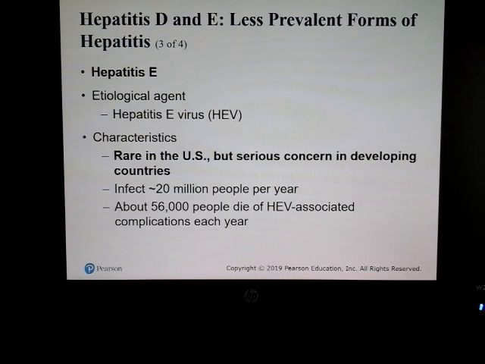And the last type of hepatitis, guys, hepatitis E, is rare in the U.S., but again, in other parts of the world, it is a concern. It infects about 20 million people per year, so that's pretty high. And about 56,000 people can die due to complications with hepatitis E.